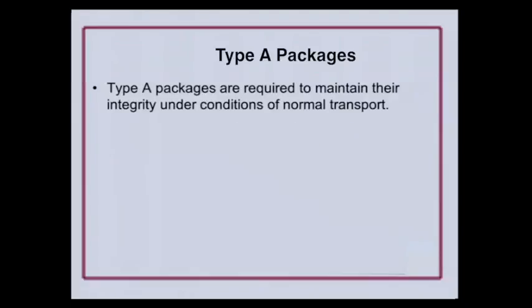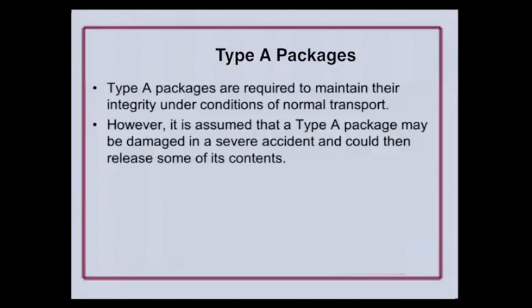And we'll get this done and then we'll take a break. Type A packages must maintain their integrity under conditions of normal transport. And it is assumed that it may be damaged in a severe accident and could then release some of its contents. Severe accident. We're talking about major accident.